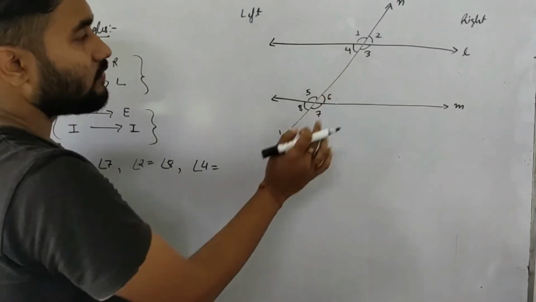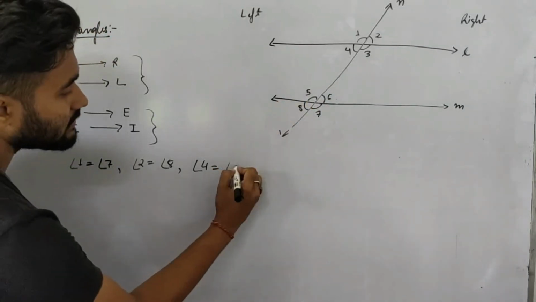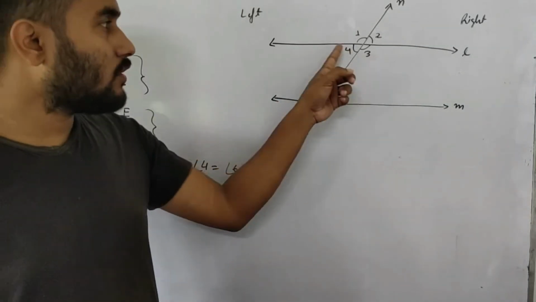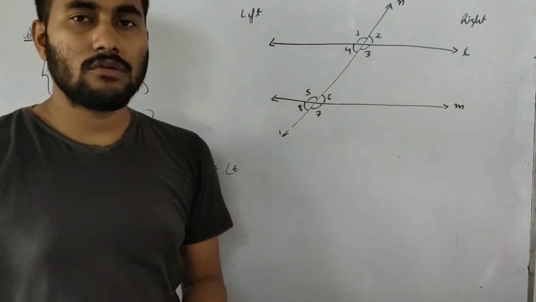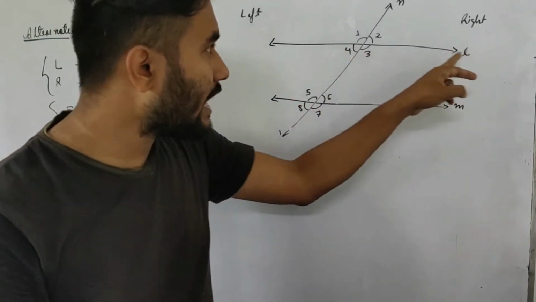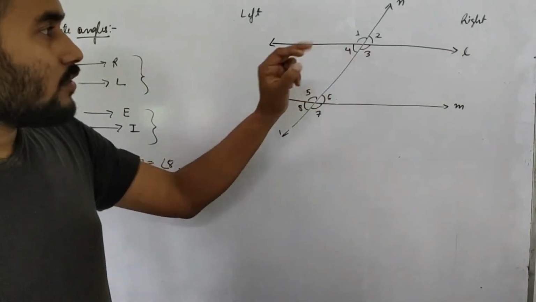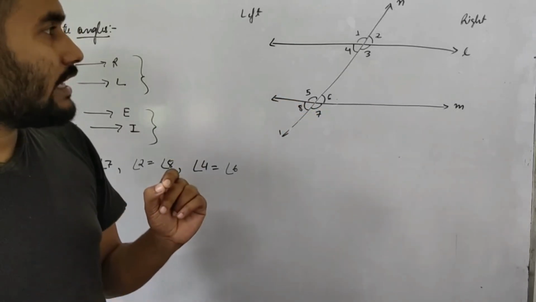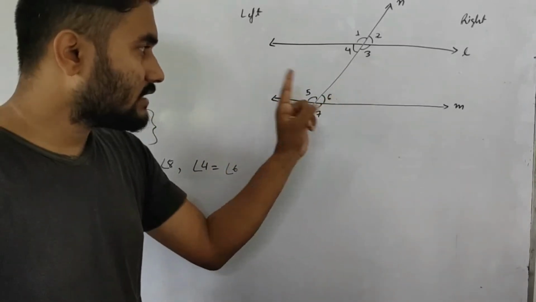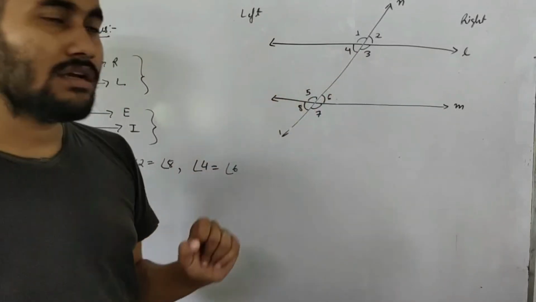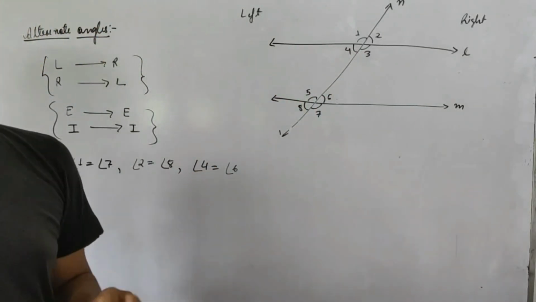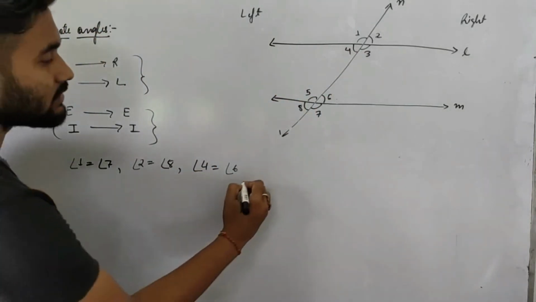7 you can't take, you have to take what? 6. Now don't take 3 because again 4 and 3 are a linear pair. 4 plus 3 is 180 degrees. This is a straight line, isn't it? So for 4, what are the interior angles left on the left side? 3 and 6. Now 3 can't be, simple, linear pair. So what is left? 6. So 4 will be equal to 6. Okay.